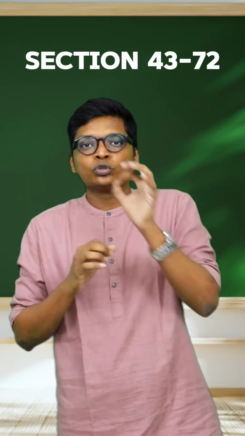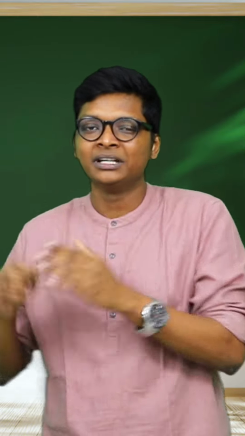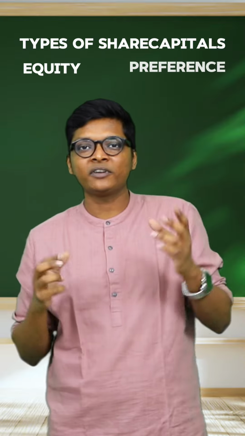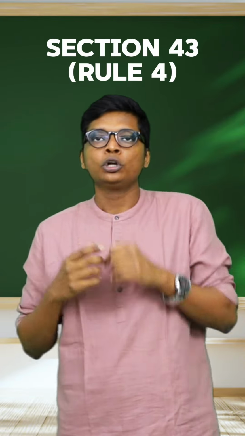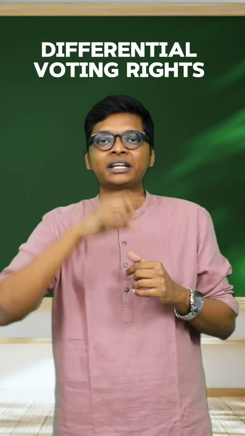Let's quickly revise section numbers from 43 to 72, the share capital and debentures chapter. It's important to remember section numbers for the exam because you have to stand out from the crowd. This chapter is a mandatory question in the exam. What are the sections? Section 43 talks about types of share capital, equity and preference. Section 43 Rule 4 talks about DVRs, differential voting rights.